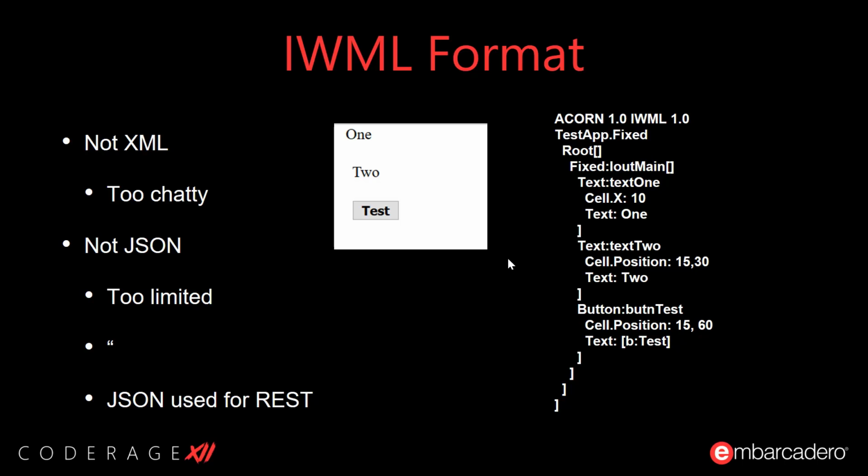The problem with XML is it is horribly chatty. The XML versions of IWML versus the IWML Acorn ones that we use now, they were 3, 4, 5, 6 times as big. And when you're hand editing these, which in the end you won't have to do, but at some point, like the HTML, you're going to want to look at the IWML. And it's a lot easier to read in the Acorn format. The XML was just massive.